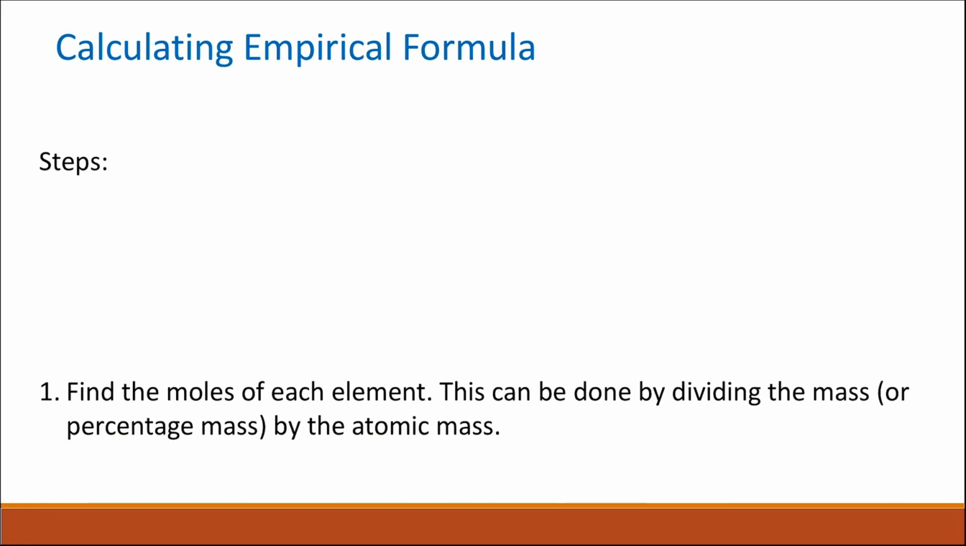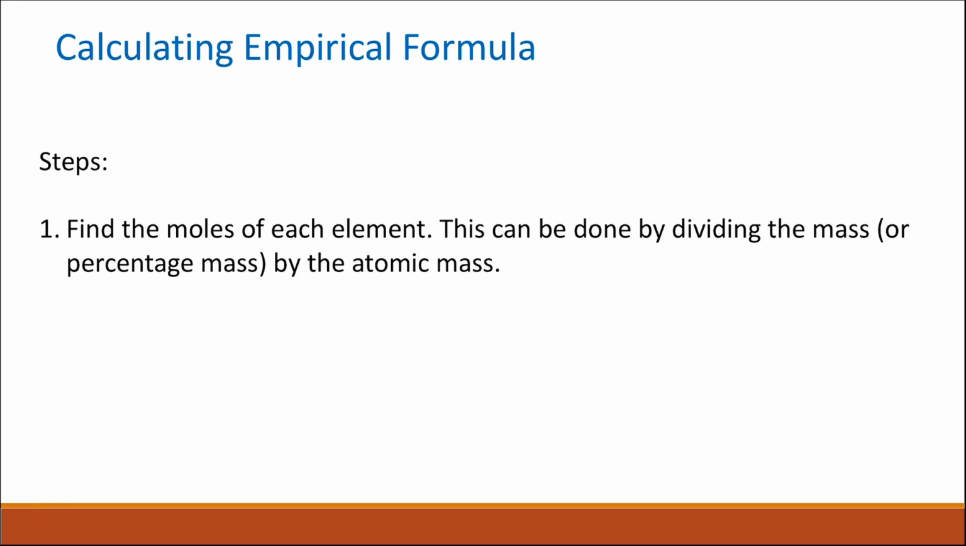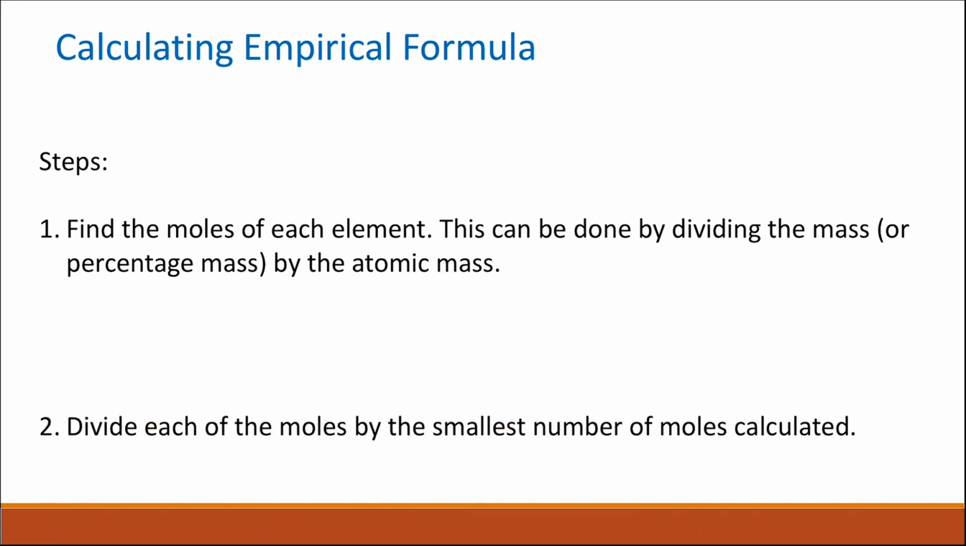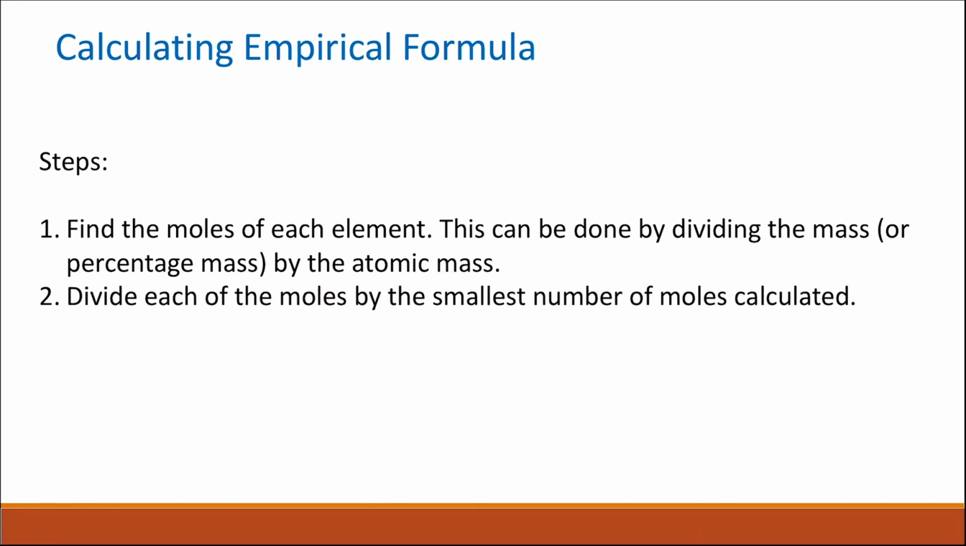So let's first see how we can calculate the empirical formula. There are several steps that we can apply. The first step is to find the moles of each element, and this can be done by simply dividing the mass or percentage mass by the atomic mass of each element. And then we can divide each of the moles by the smallest number of moles calculated.